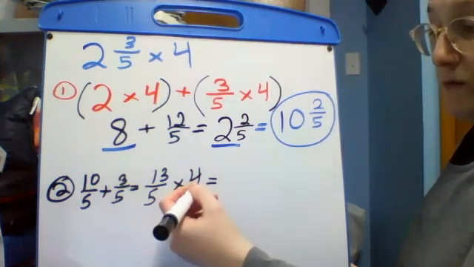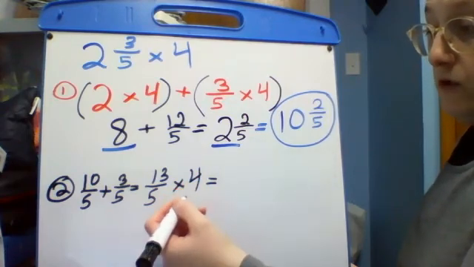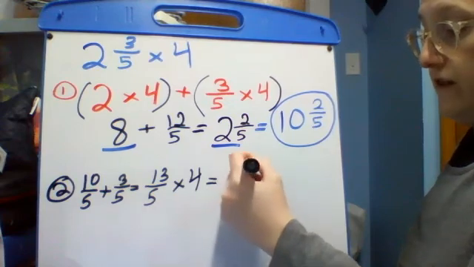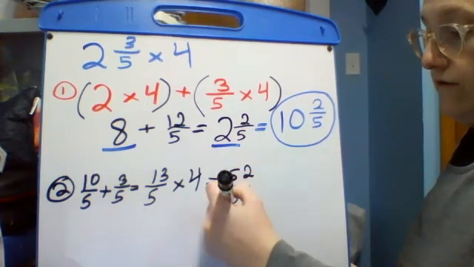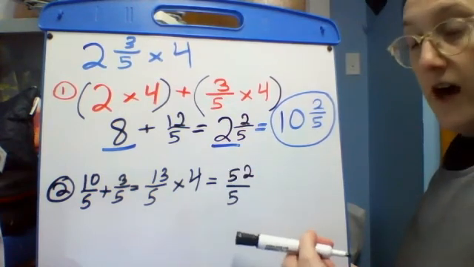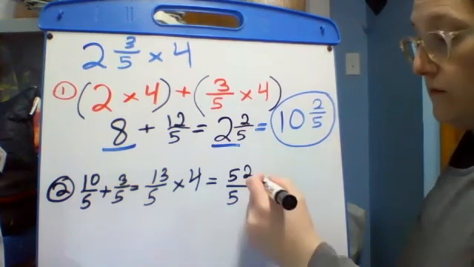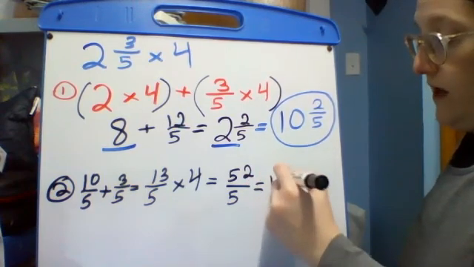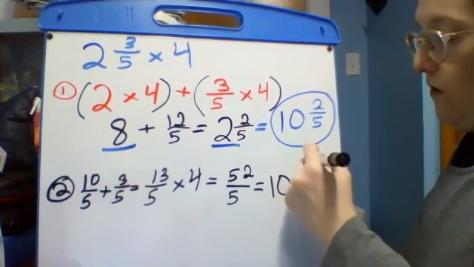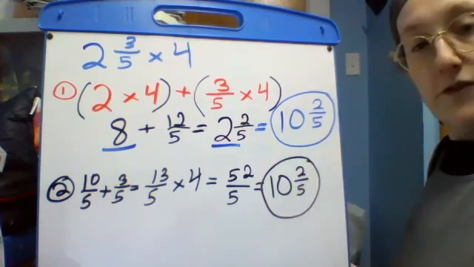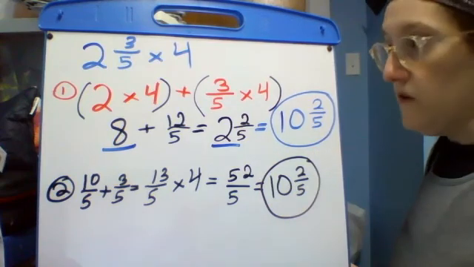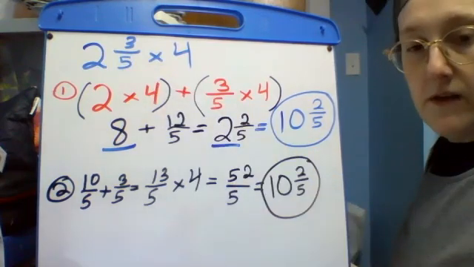Well, 3 times 4 would be 12, and 10 times 4 would be 40. So you're going to have 52/5. And then changing that into a mixed number, that would be 10 2/5 also. So these are the two strategies you could use to multiply a mixed number times a whole number.